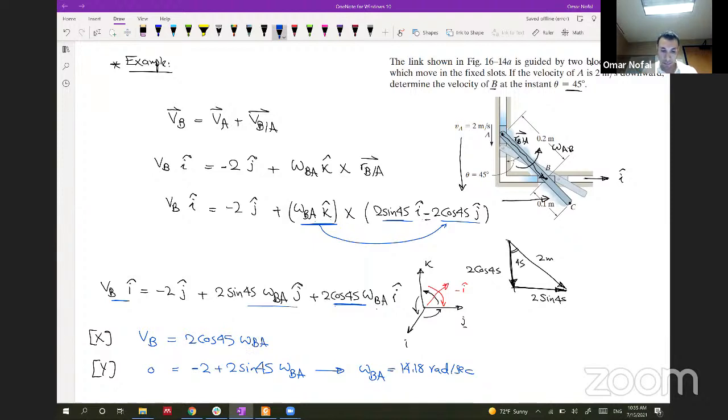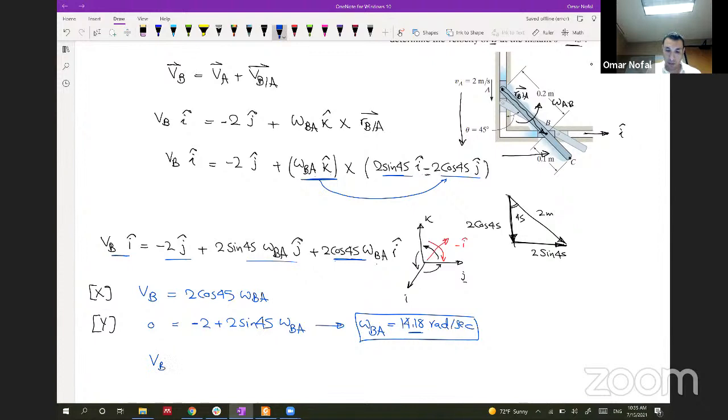and I should get omega BA from this 2, which is here, and finally I get VB, which will be equal to cosine 45 multiplied by 14.18, and this should give us 1.96 meter per second. So this is how we solve this problem.